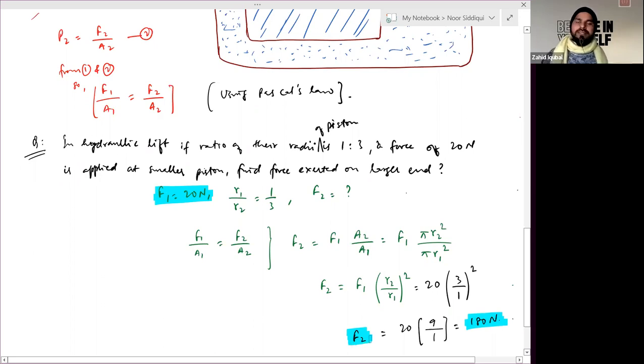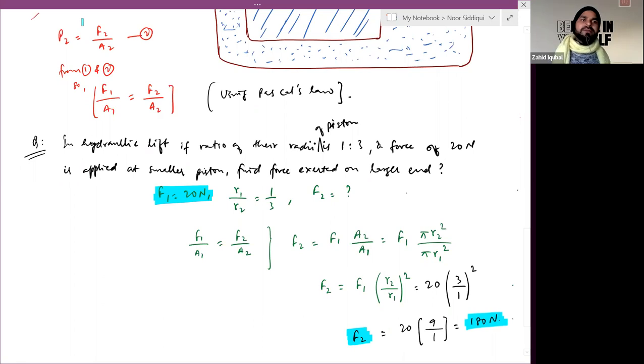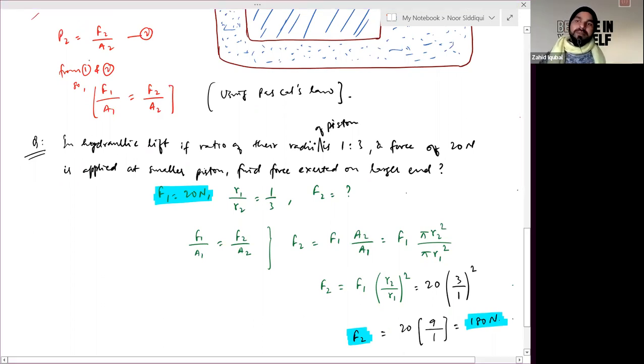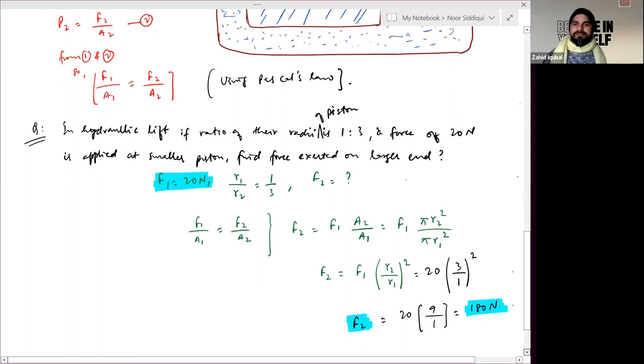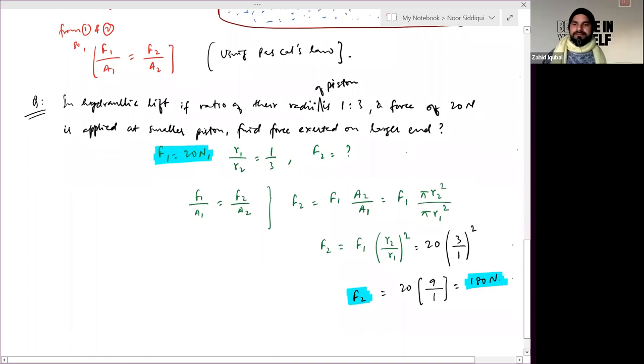So you'll say this hydraulic lift is used to generate a large amount of force so that we can uplift very heavy objects on applying very small effort. Is it clear? Yes, sir. You have written? Yes, sir.